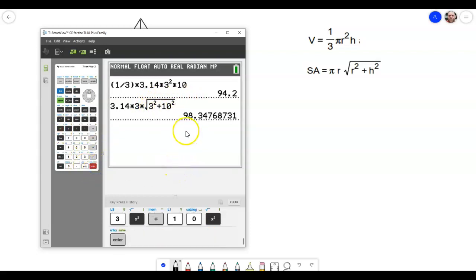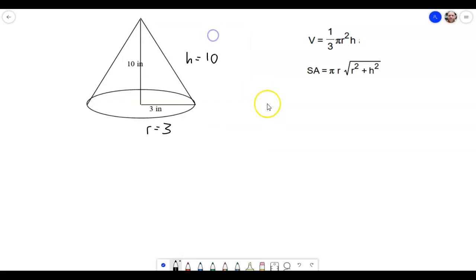And for this one, the surface area, rounding to the second decimal place or to the nearest hundredth, is 98.35. We round up because the place to the right of the 4 is 5 or greater, which is 7. So it's 98.35.